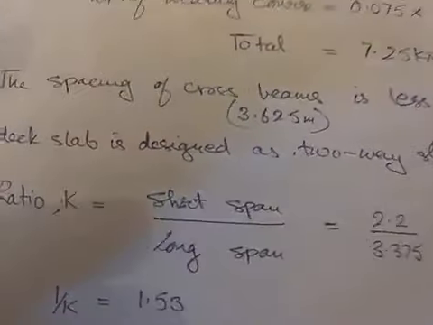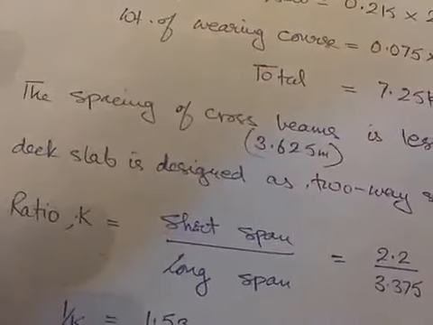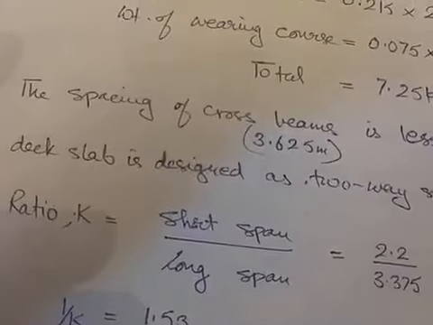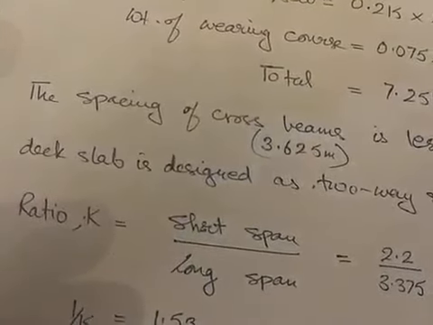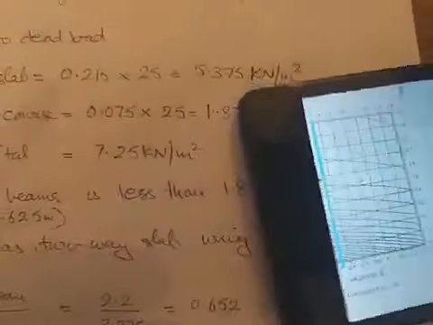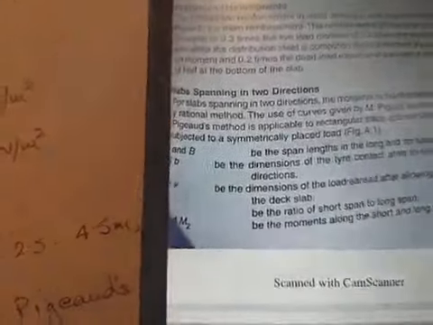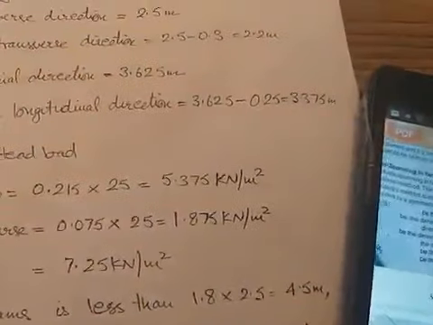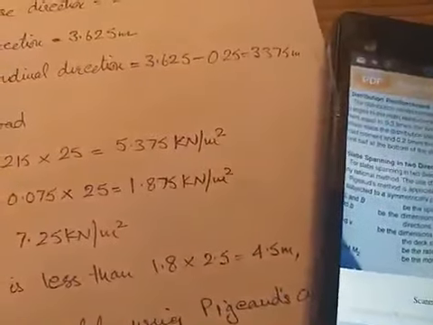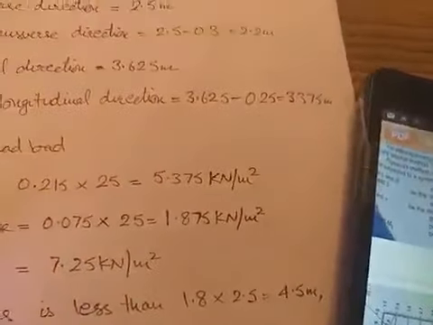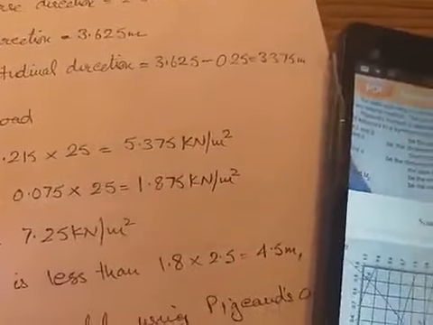In this case of dead load, let me give you the values of u and v. u and v are the dimensions of the load spread after allowing the dispersion through the deck slab. So we are going to find out the values of u and v, and then we take the ratios u by b and v by l.